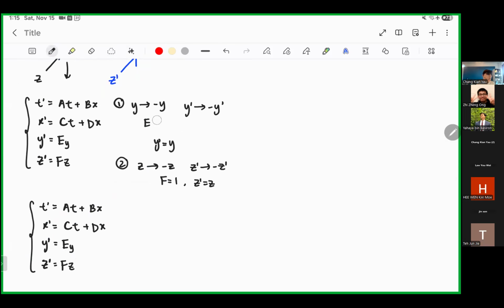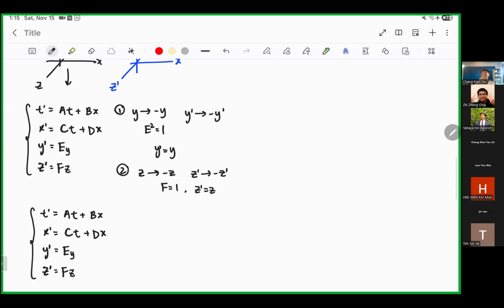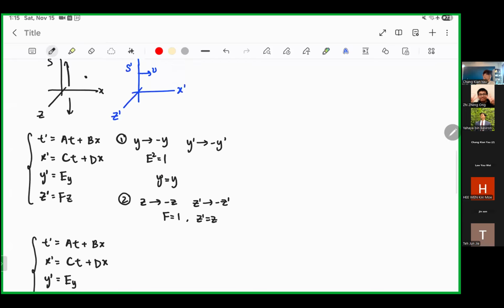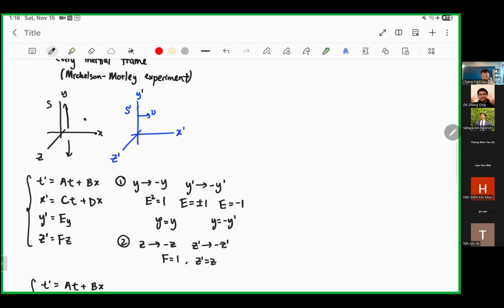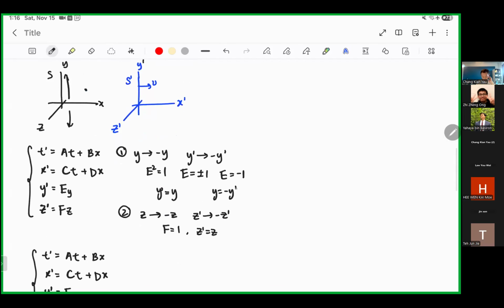Technically the solution for this is e squared equals 1. So technically e squared equals 1 would also hold, and then we get e equals plus minus 1. But for the e equals -1 solution, we will get y equals -y prime, which technically doesn't really make sense, if you get what I mean. So we're removing this solution, and we're left with just this.